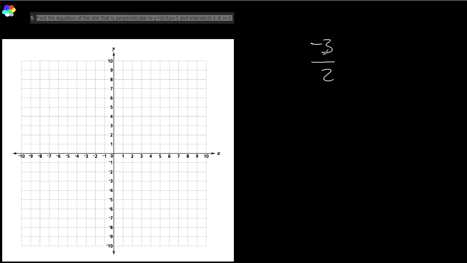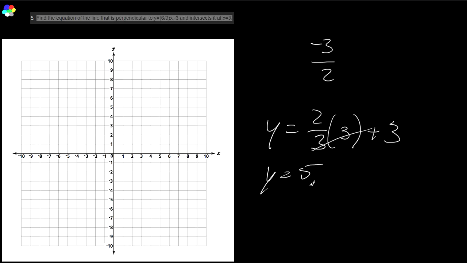It intersects at x equals 3. So we know that x equals 3 intersects our line, and we need to find the y point of intersection. So where is y when x equals 3 in our original line? That's what we want to find out first. So let's put this on hold for a second. y is equal to 6 over 9, well, 2/3, let's not kid ourselves here, 2/3 times 3 plus 3. These cancel out, so it's just 2 plus 3. y is equal to 5. Okay, and now we have the point of intersection, which is (3, 5).